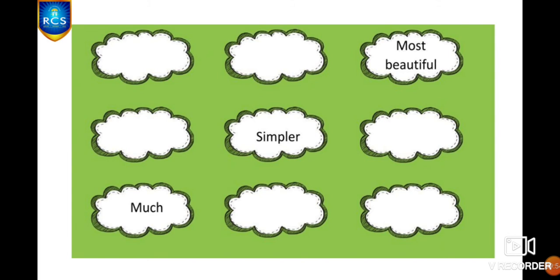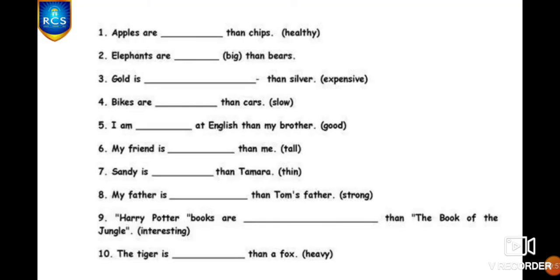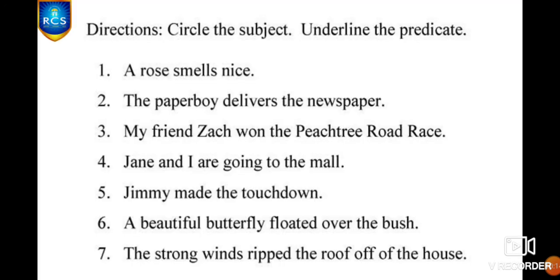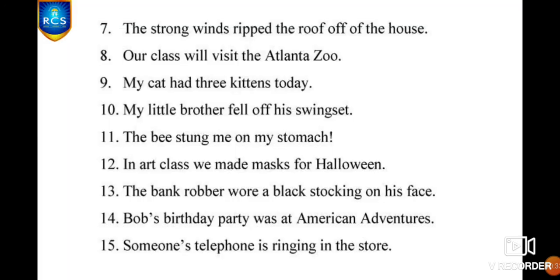Likewise, you have to complete this worksheet, and next you have to fill in the blanks using appropriate degrees of comparison based on the sentence given. Read the sentence thoroughly and use proper degrees of comparison. Write answers alone in your English note or rough note, and you can take pictures and hand them in on Google Classroom. And next one, they have given you many sentences. You have to circle the subject and underline the predicate.